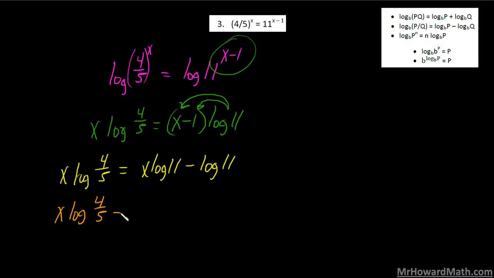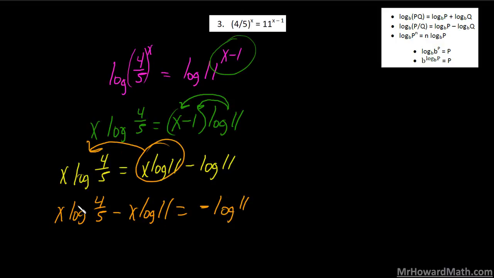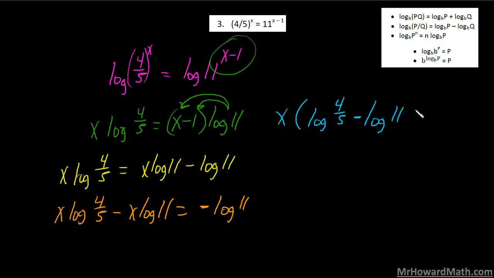I'm going to do the shorthand version of this so we can save time. So x log 4/5 subtract x log 11 is equal to negative log 11. All I did is subtract this, which moved it over to this side. So now notice we have our terms with x's in them all together on this side. The next thing I'm going to do is factor out this x. I factor out the x on that side, and I'm left with log 4/5 subtract log 11, and that is equal to the negative log 11 from this side here.